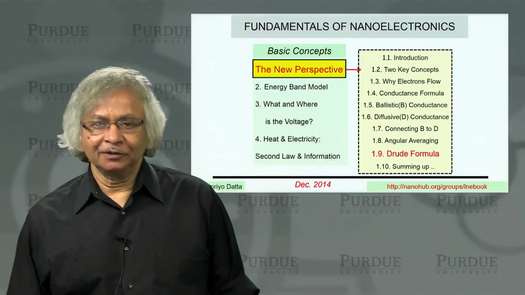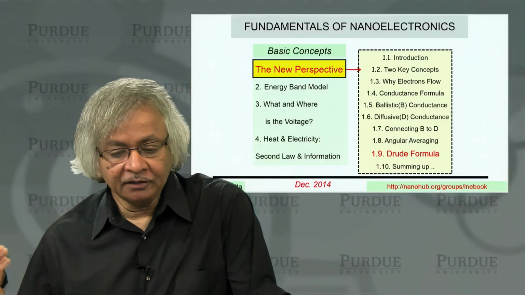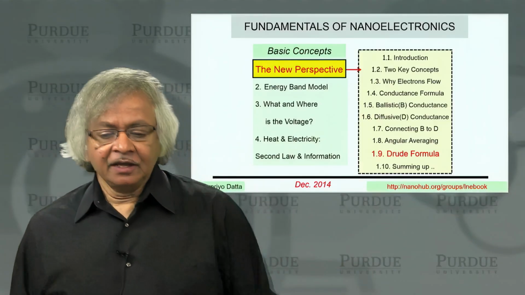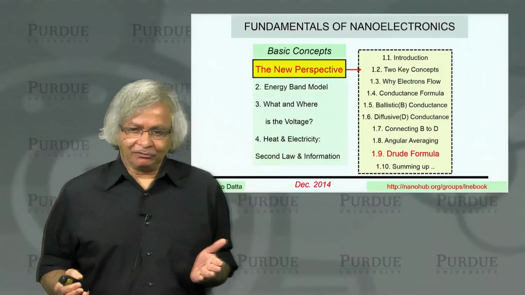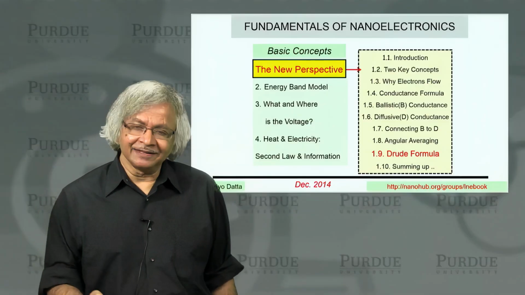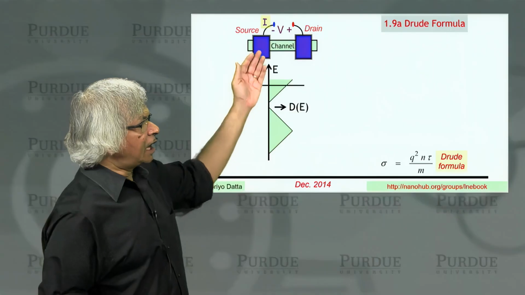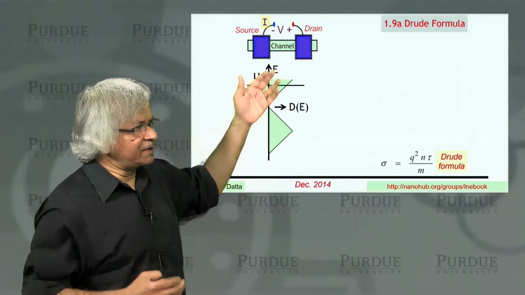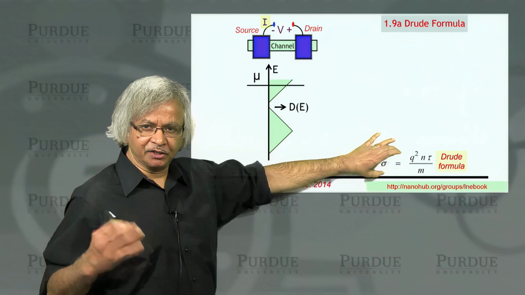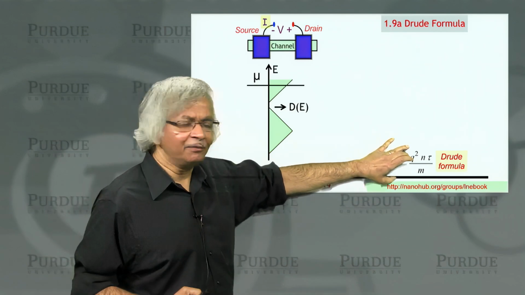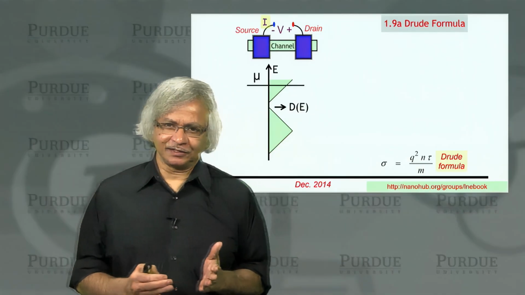Welcome back to Unit 1 of this course, the New Perspective. We are now on the 9th lecture. Now, we have more or less developed this new perspective, and what we want to do in this lecture is tell you a little bit about how this new perspective connects to the standard Drude formula that I've mentioned a few times now, and which is what you would normally have seen in freshman physics.